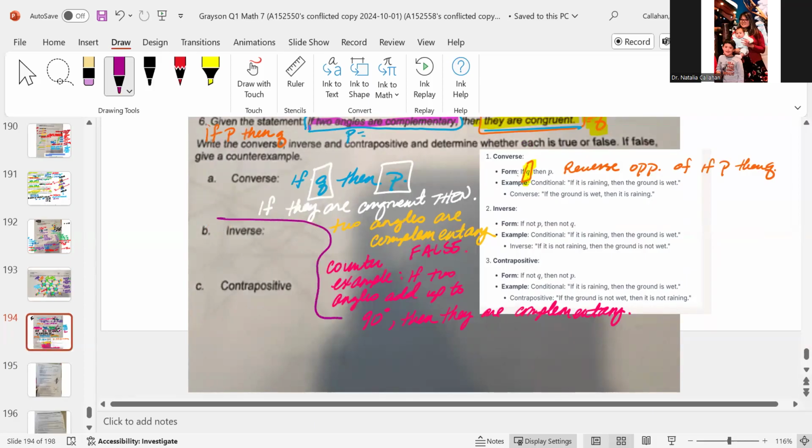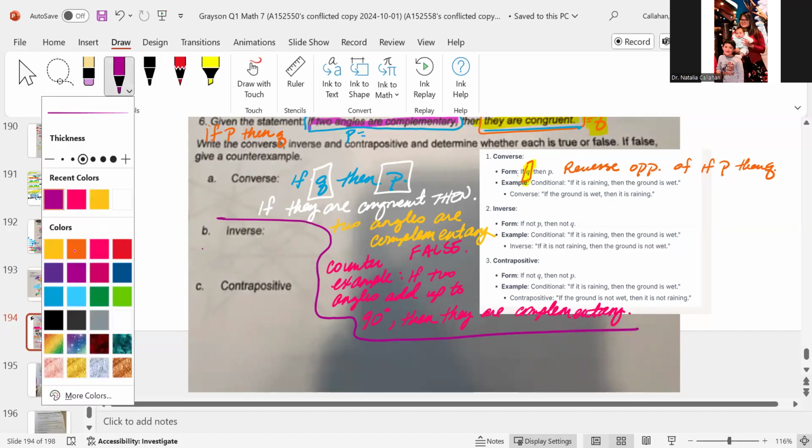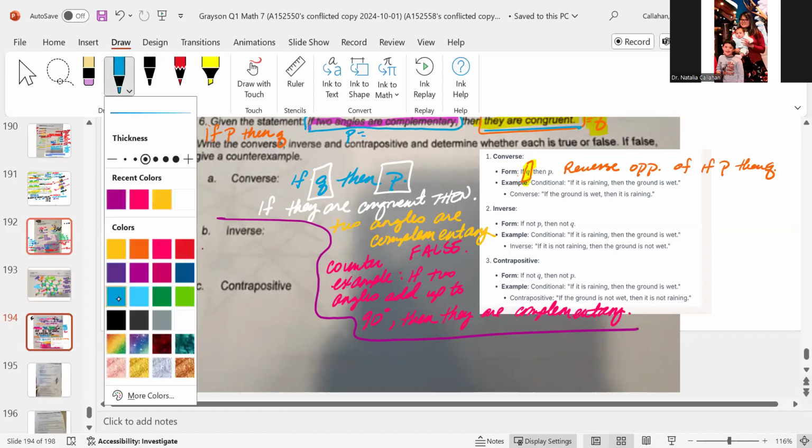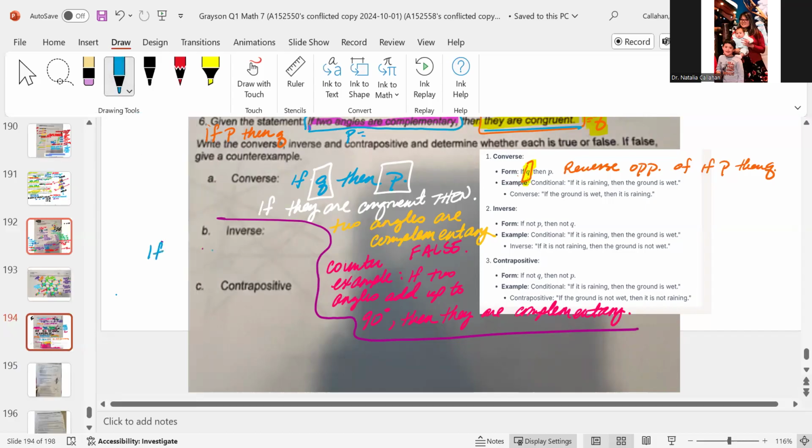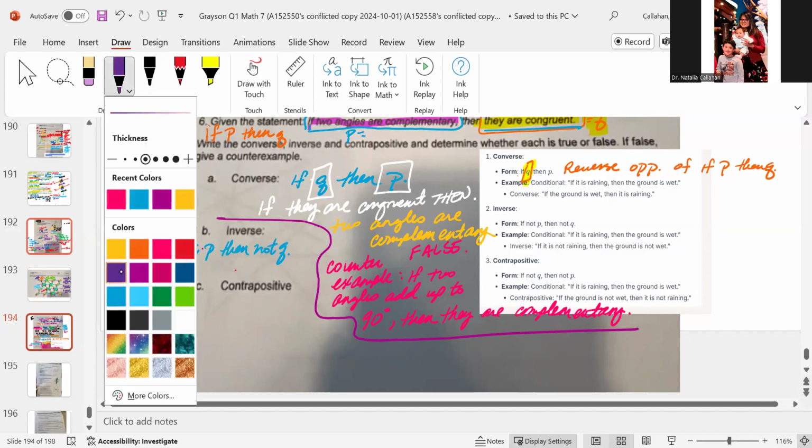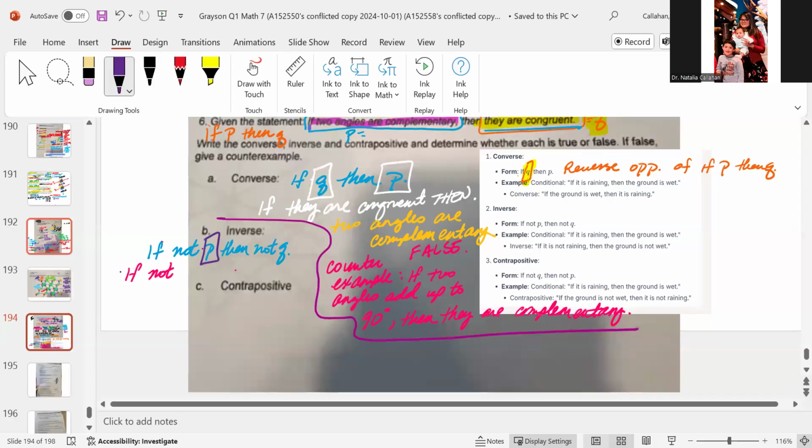Inverse. What does inverse say that you copied down for your notes? If not P, then not Q. Great. So then you put if not P, then not Q. So all you have to do is just write down if not, and what is the P statement? The P statement is what now?